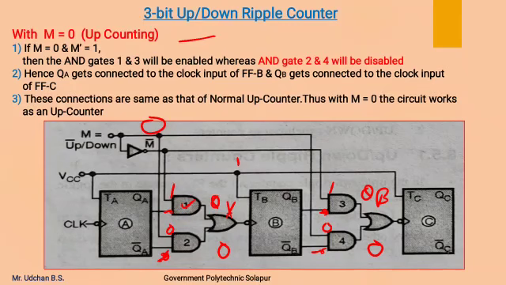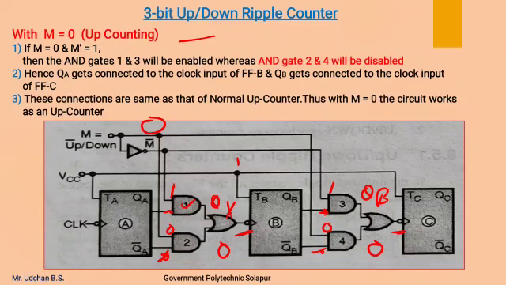So ORing these two, we will get the QA output as a clock input to this flip-flop and this QB output as a clock input to this flip-flop. So if you observe, the normal output, that is Q output of the previous flip-flop, is connecting as a clock input to the next flip-flop, which is the same as that of a normal up counter. So from this we can say that this counter is going to operate as an up counter as the mode select input is 0.